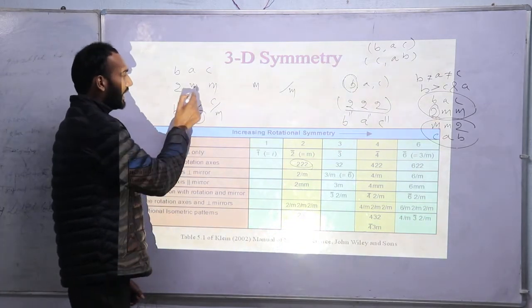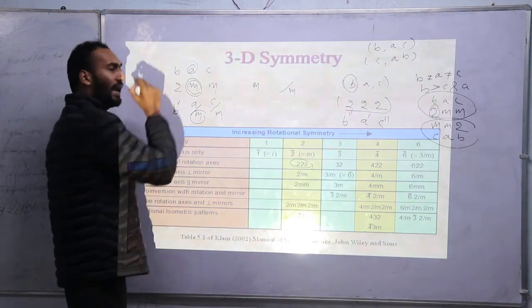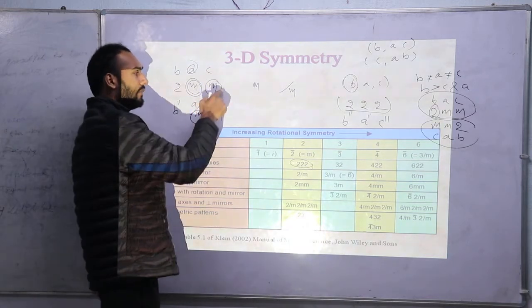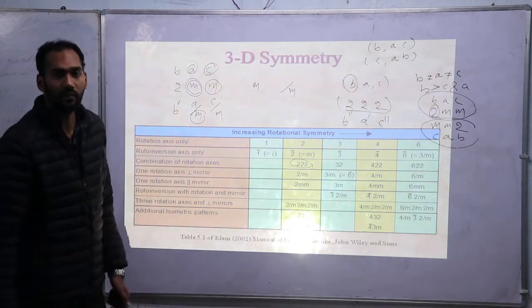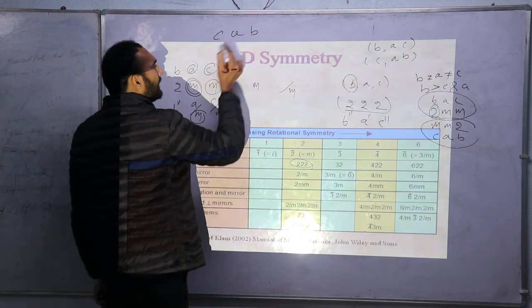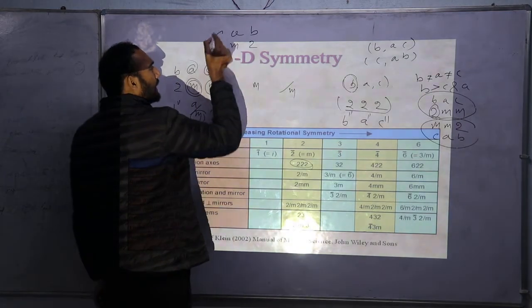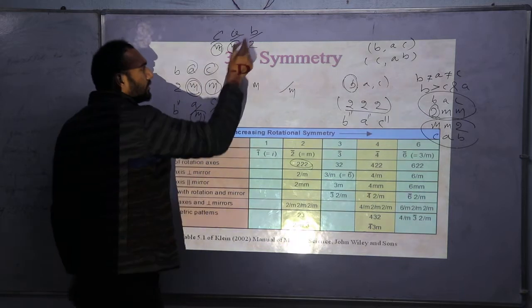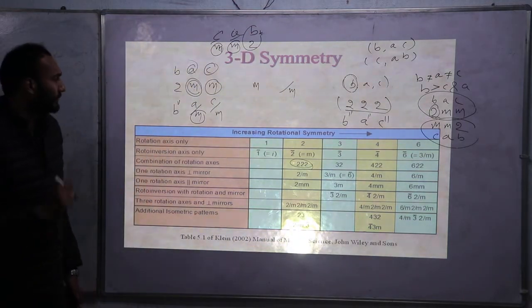Like here, if I have placed M here, that means that is a mirror plane perpendicular to A. So here, if I place M, M is perpendicular to C. If you write in this format, C, A, B, that will be M, M, 2. So M is perpendicular to C, M is perpendicular to A, and B is a twofold axis.